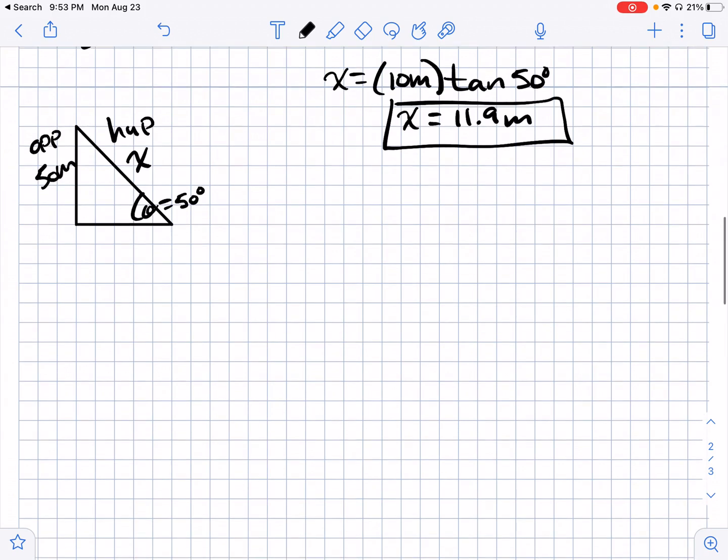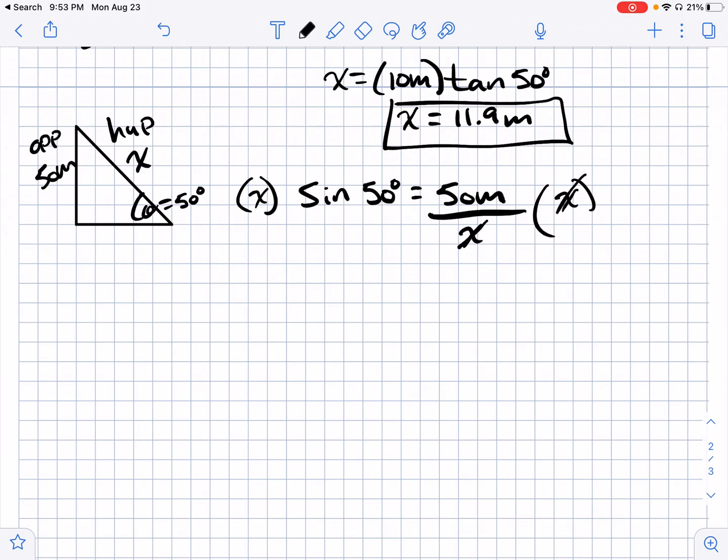So let's write it out. Sine 50 degrees is going to equal your opposite, which is 50 meters, divided by your hypotenuse, which is x. So if you remember the video from our problem solving, whenever x is on the bottom of the fraction, you got to make sure you be careful, okay? So we're going to multiply both sides by x to get rid of that fraction.